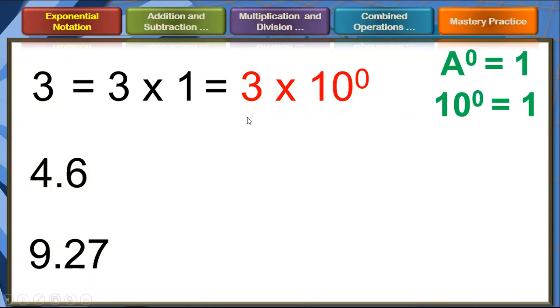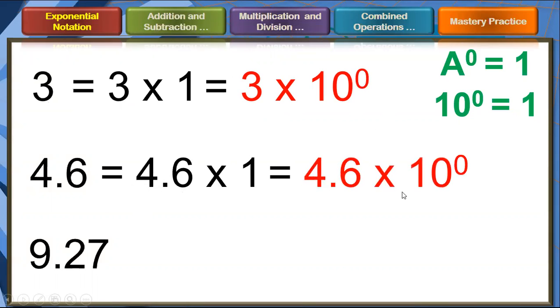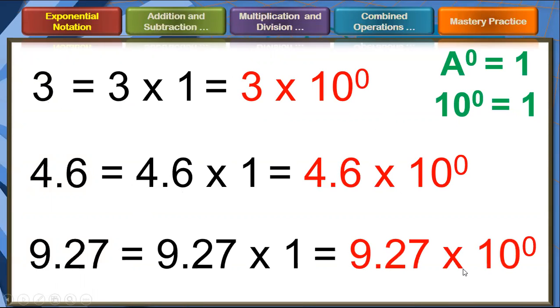So this one is the standard form of this number. The same thing happens here. 4.6 times 1 is the same as 4.6 times 10 raised to 0. Now for 9.27, that is times 1 also, which is equal to 9.27 times 10 raised to 0. So they are in the standard form now, or exponential notation, or you can also say scientific notation. They're all the same. So remember, for whole numbers which are more than 1 and less than 10, you just have to multiply by 10 raised to 0. So that is its standard format.